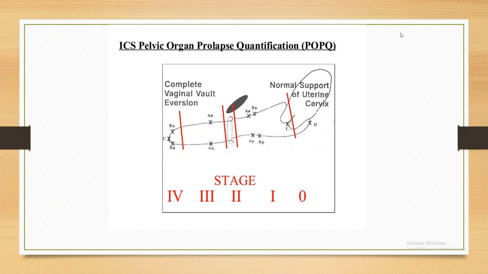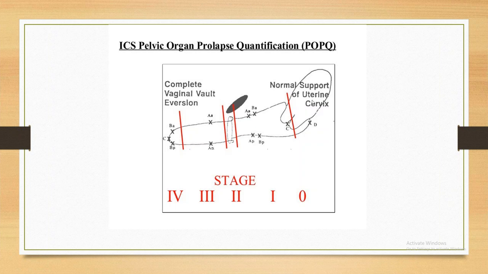Just 1 minute, girls. So, what is this normal position? I have explained this also. AA, BA, AP, BP, all will be minus 3. And C and D point, when the TVL is like 9 centimeters, where it is minus 7, minus 8, minus 9, it will become 0, stage 0 prolapse.